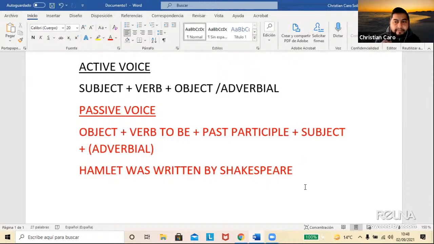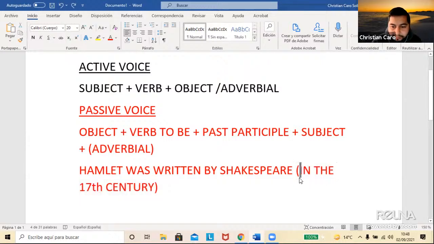But if we want to add more information, more elements, still it is possible, right? But it is optional. It's not compulsory, right? So we can add, for example, in the 20th century. All right. So it works similarly to the active voice, but we need to understand that in this case, Hamlet is the focus, not Shakespeare. All right. And also it's not the H as well. All right. So far so good.